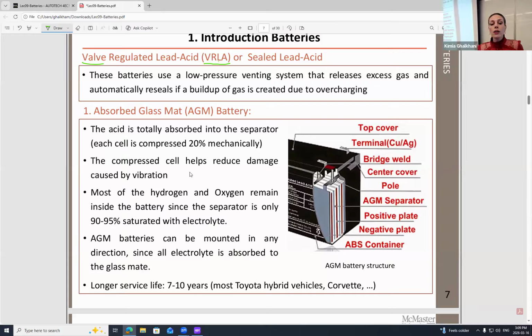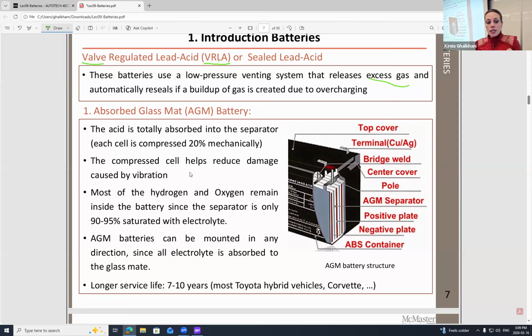Make sense? That's why we call it VRLA. In order to keep it safe, we have to get rid of that excess gas through the valve or the ventilation system, which is a built-in system inside the battery, not something external, right?